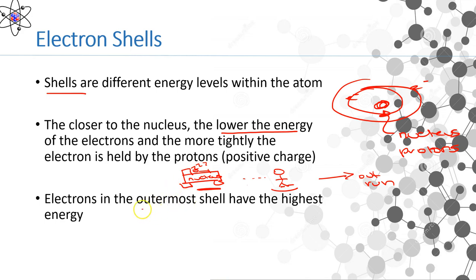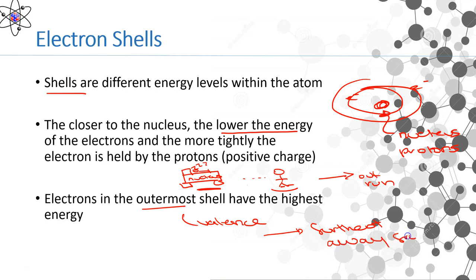So electrons in the outermost shell, what we call the valence shell, have the highest energy. They're the furthest away from the nucleus, and they have the highest energy. So these are the ones that are usually involved in doing something.